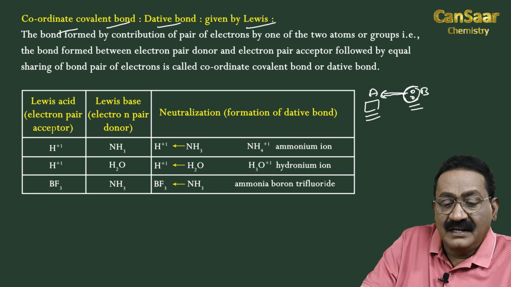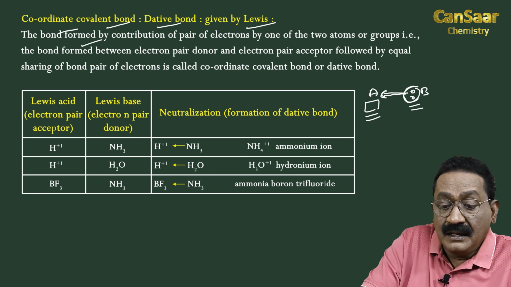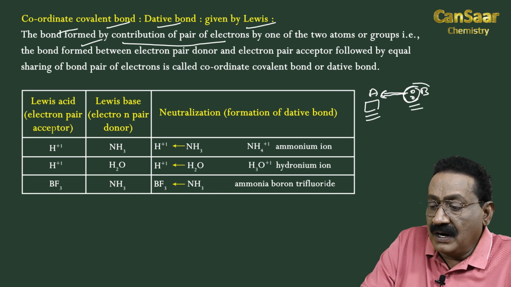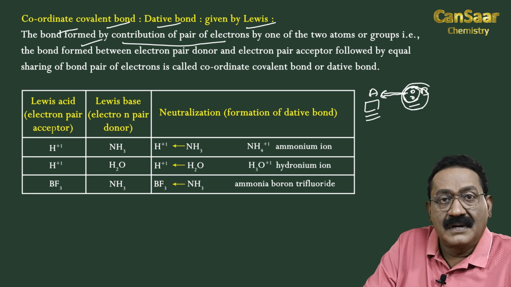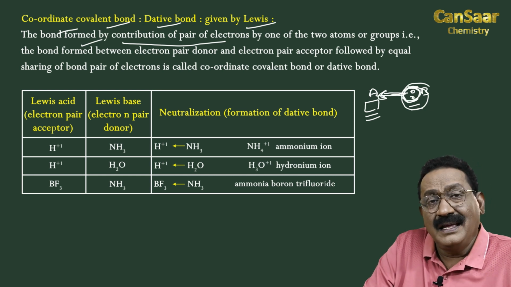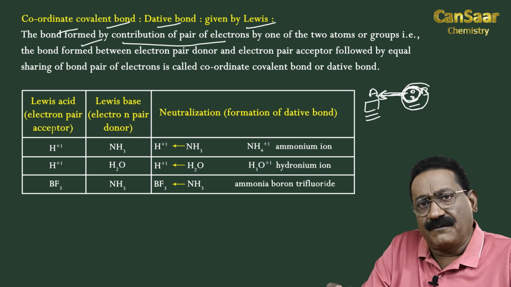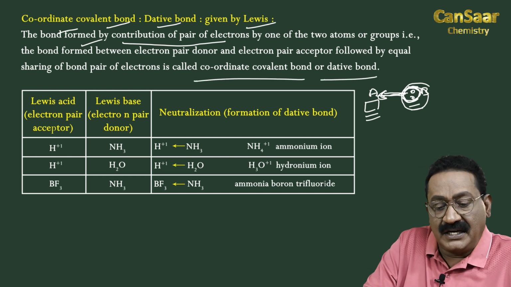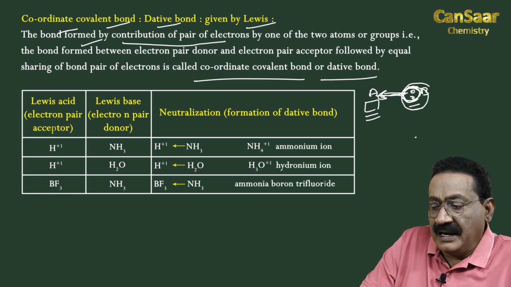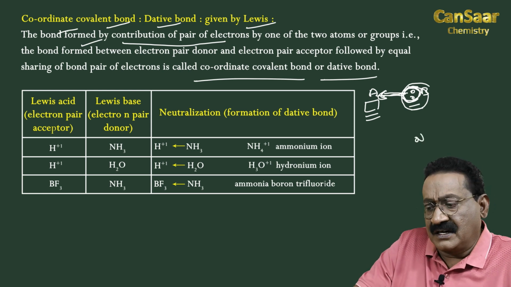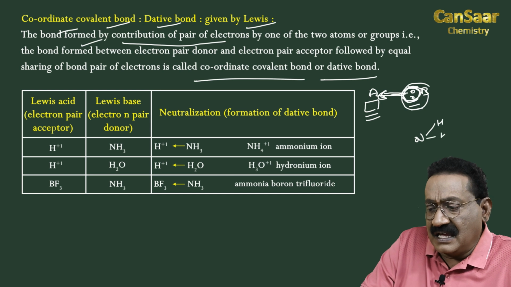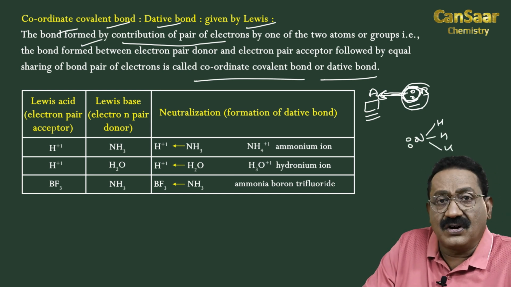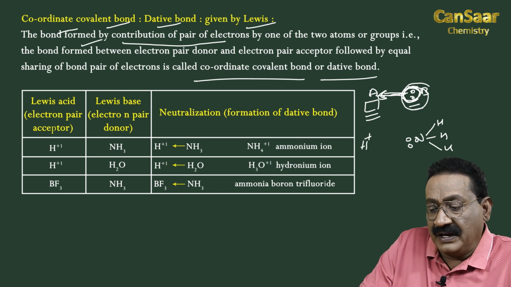By definition, it is the bond formed by contribution of a pair of electrons by one of the atoms or groups, followed by equal sharing of the bond pair of electrons, called a coordinate covalent bond or dative bond. For example, NH3. N has 5 valence electrons. Out of 5, 3 valence electrons are consumed in the formation of 3 bonds. It has a lone pair of electrons, and the H+ ion has a vacant orbital.